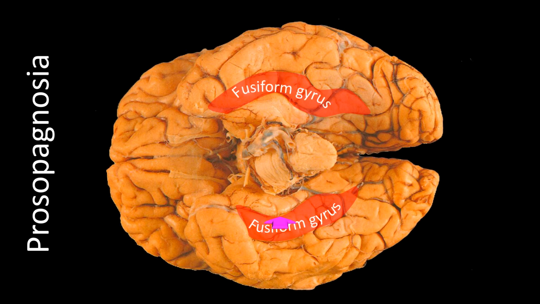The fusiform gyrus is flanked by the collateral sulcus, medial to which you find anteriorly the parahippocampal gyrus and posteriorly the lingual gyrus. On the other side, you find the occipitotemporal sulcus, and lateral to it, the inferior temporal gyrus.